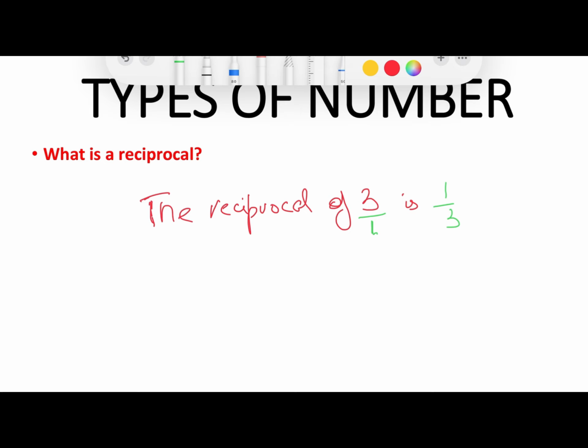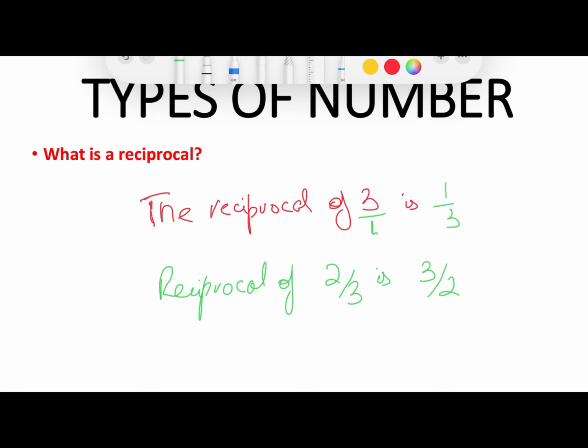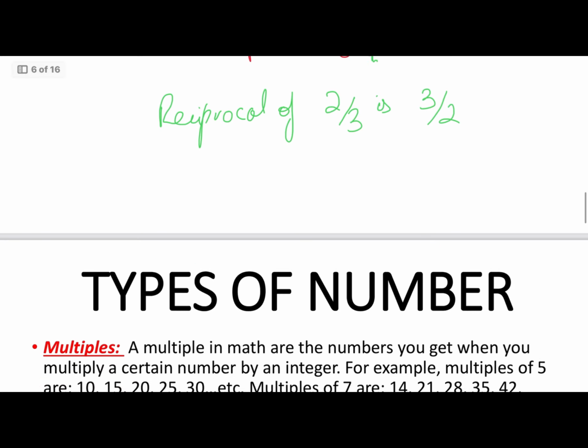For example, the reciprocal of 2 upon 3 is, when I flip, it will become 3 upon 2. That's it. This is called a reciprocal. So I hope everything is clear right now. There is no confusion for you now.